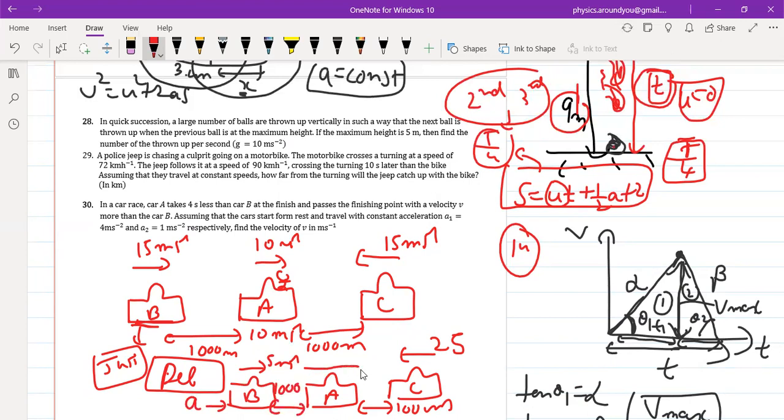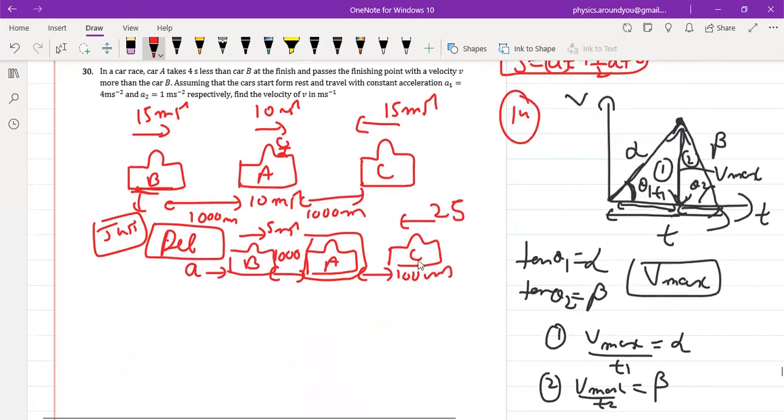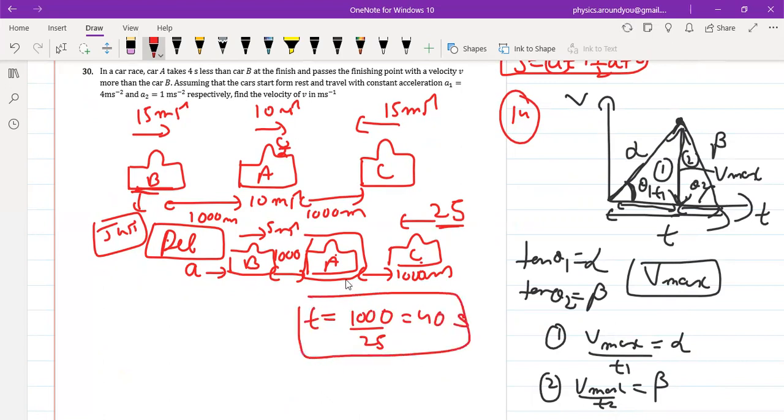The biggest advantage is that right now A is at rest. What is the time taken by C to reach A? C to reach A, 1000 meters, 25 meters per second speed. Time taken is 1000 by 25, which is 40 seconds. So C hits A in 40.